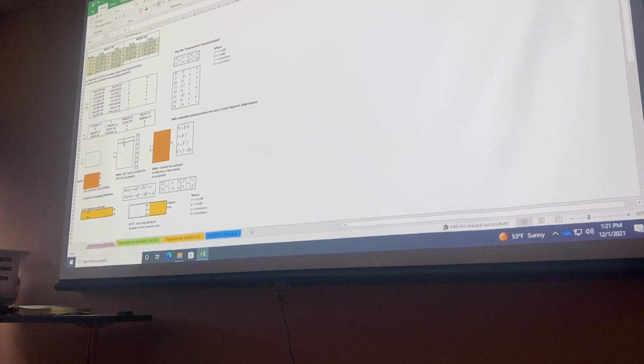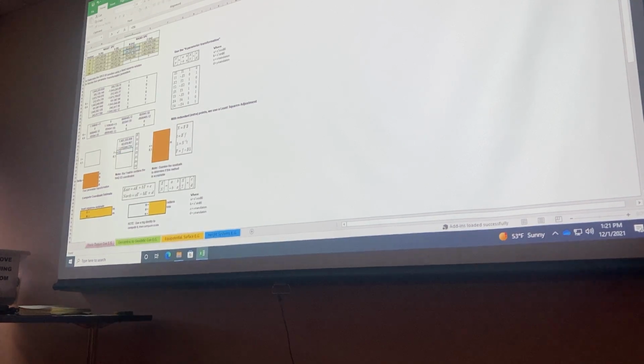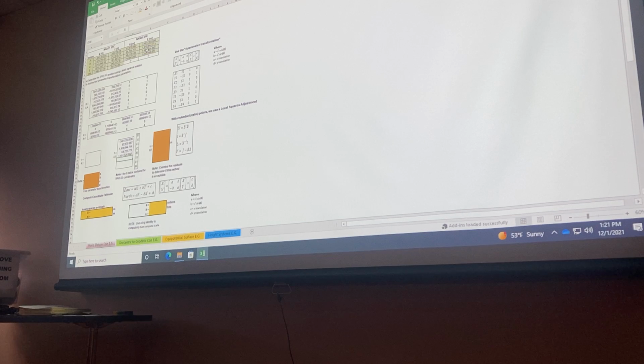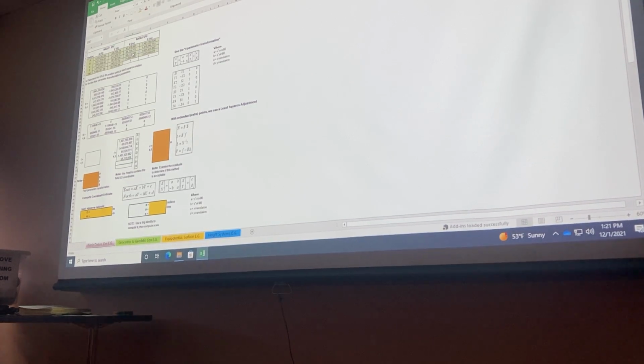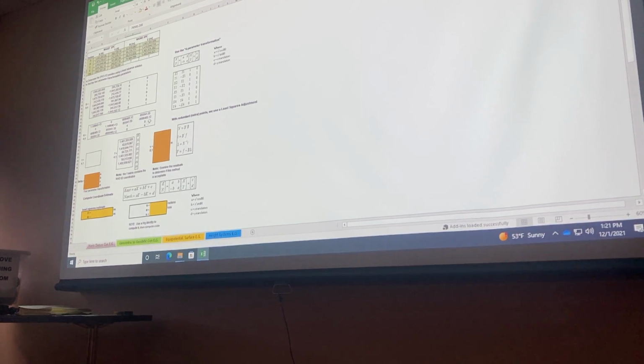So this equals E2, equals N2, equals E3, equals N3, equals Easting of point 4, equals Northing of point 4. Okay, so let me check that: E1, N1, E2, N2, E3, N3, E4, N4. I think I got that right.